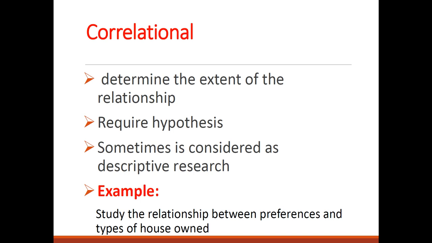Sometimes it's also considered a descriptive research, because it's not very powerful, since you can just see the relationship. Let's say you describe generation. You just do the distribution, and then you can see what type of house they buy. So you can see the relationship between these two. So correlational is sometimes considered a descriptive research, meaning that the level of the research is not very high compared to causal. Okay, study the relationship between preference and type of house owned. So from the description you move into correlational. Okay, next.